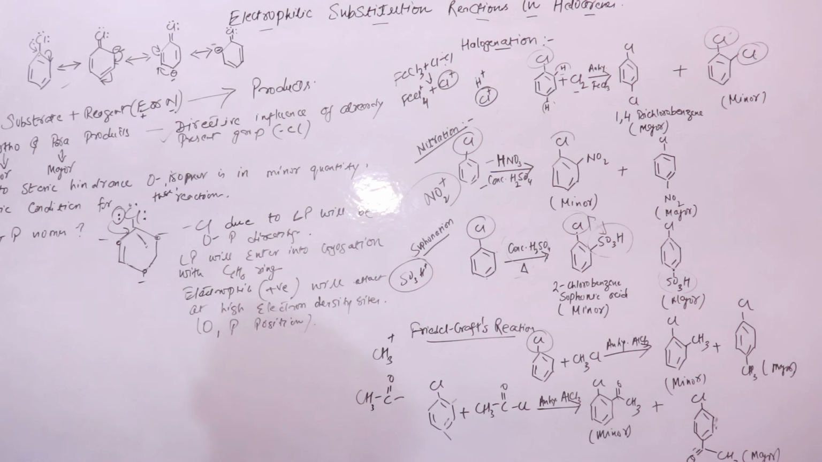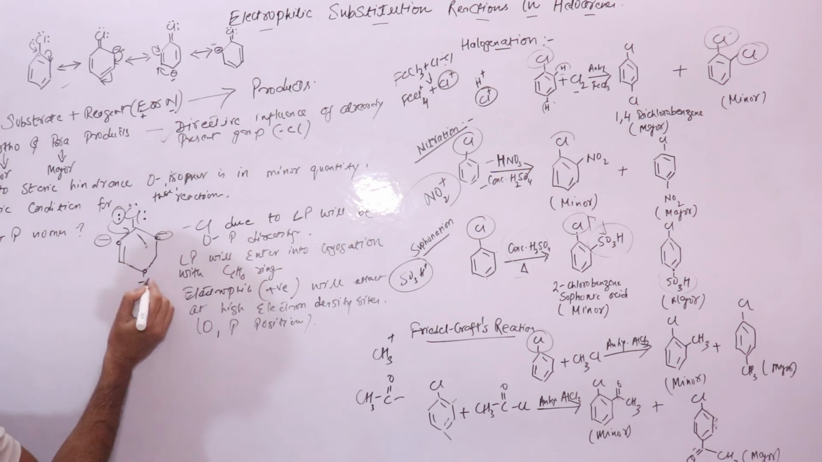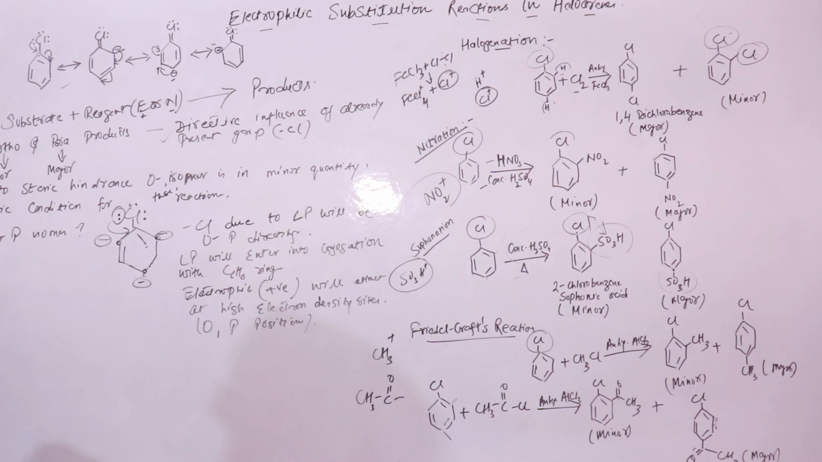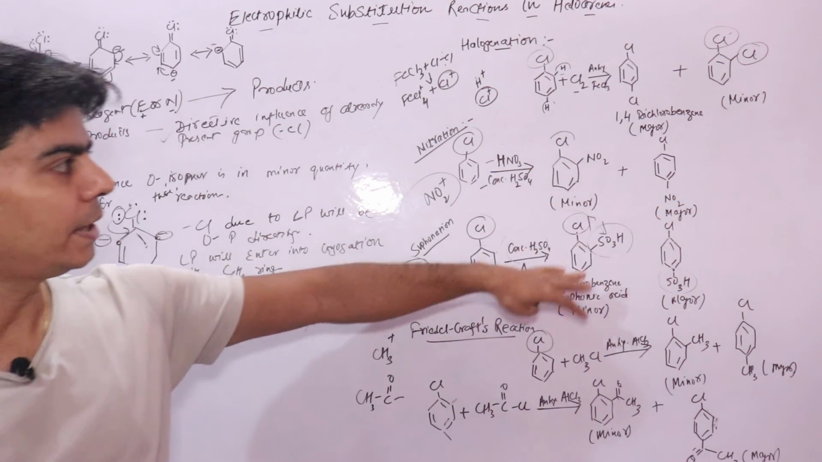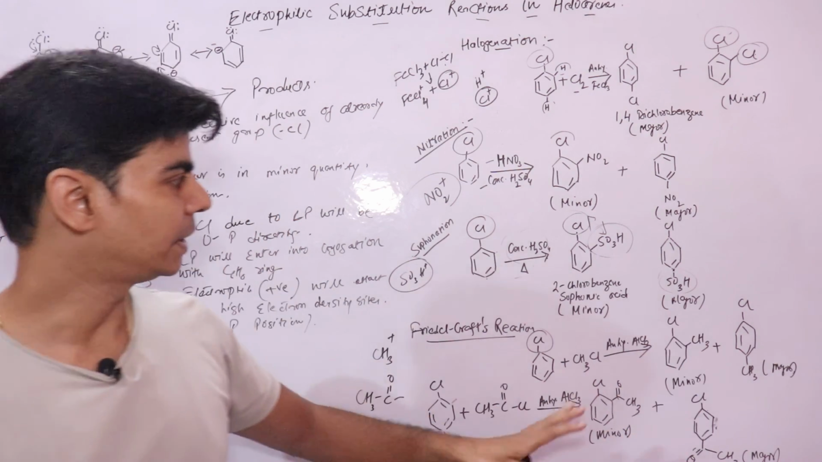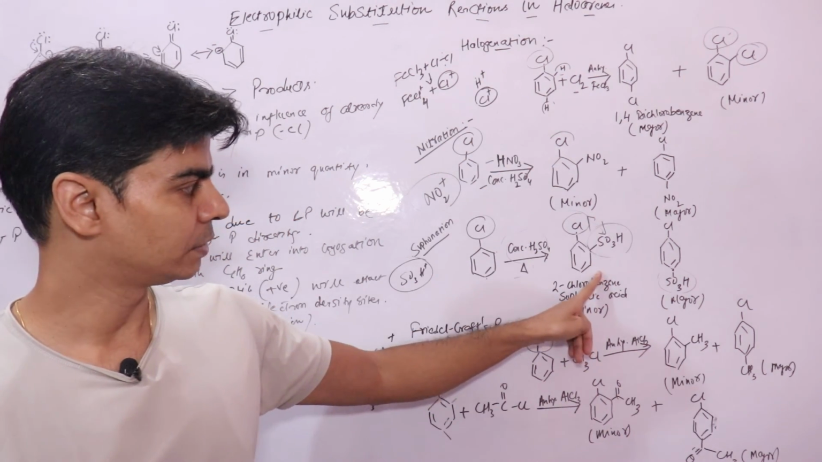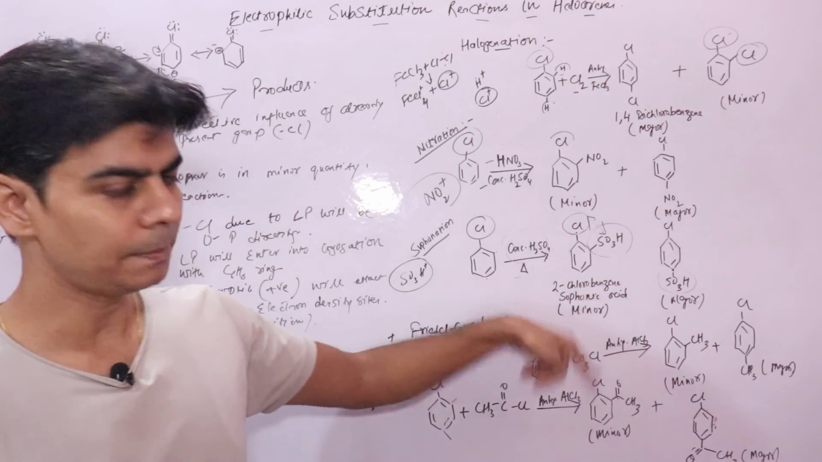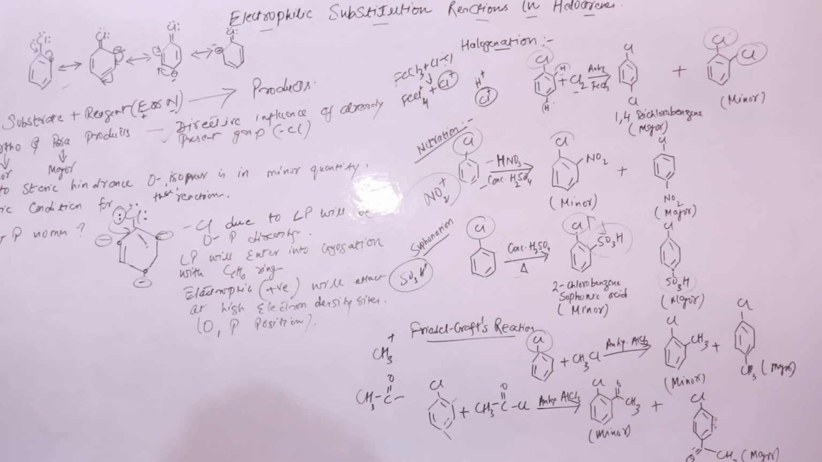Because it has already created high electron densities at ortho and para sites, and we know that electrophiles will always attack at high electron density, which is ortho and para, right? In this case, that is why we get ortho and para. And why ortho in minor quantity? Because of steric hindrance, right? And there is no steric hindrance faced by the para product, right? I hope this is clear, right?